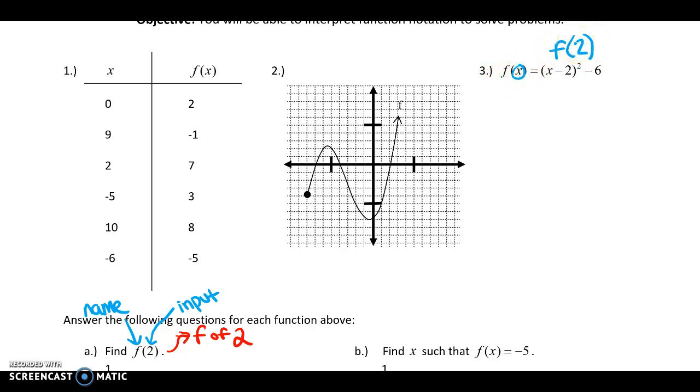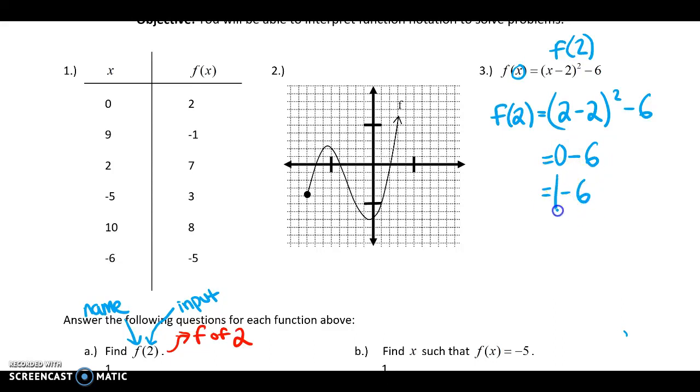And that tells you exactly what you're going to do: you're going to replace anything with an x with a 2. Because like I said, 2 is the input. And if it's an input in the function, it means you plug it into the function. So if I want to find f of 2, I would plug in 2 for x. So it'd be 2 minus 2 squared minus 6, which is 0 squared. 0 squared is 0, minus 6, and 0 minus 6 is negative 6.